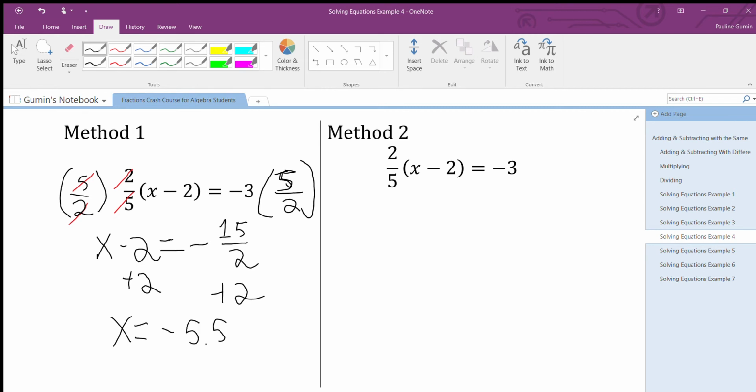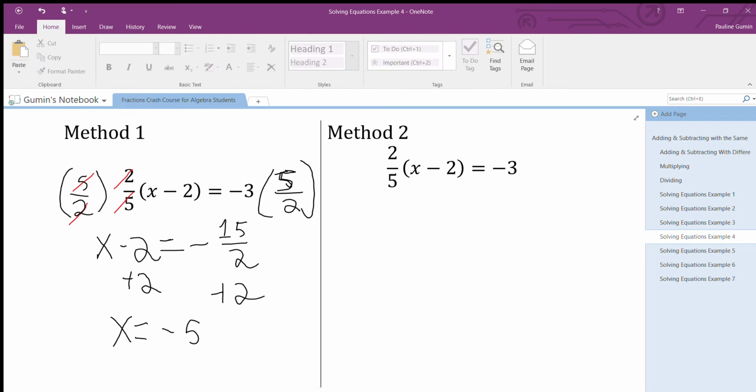Okay, I know that's a decimal. I don't know why I said "and a half" and then wrote a 0.5. That was bizarre.